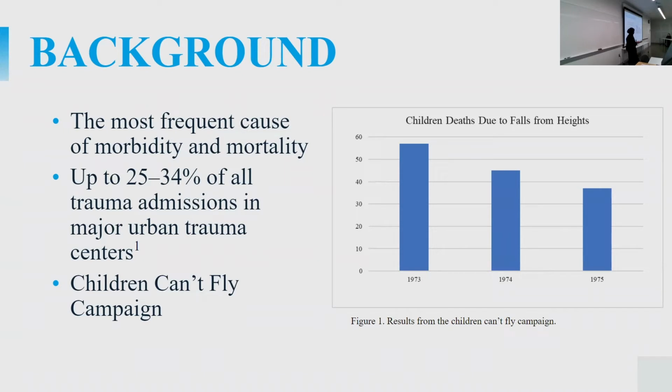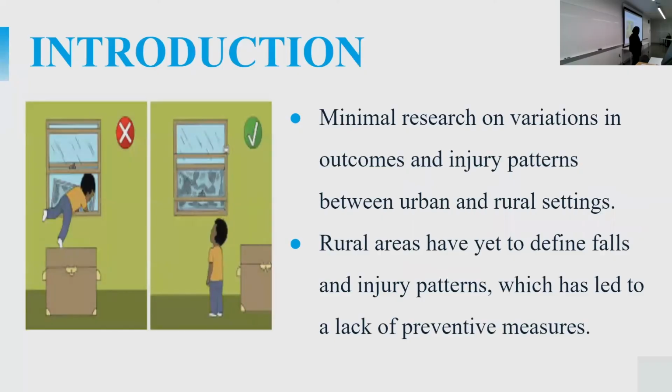However, this is still an ongoing national crisis. As I mentioned above, there have been numerous studies that have proven this is a public health issue. However, there is minimal research on variations in outcomes and injury patterns between urban and rural settings. In addition, rural areas have yet to define injury patterns, which has led to a lack of preventive measures.